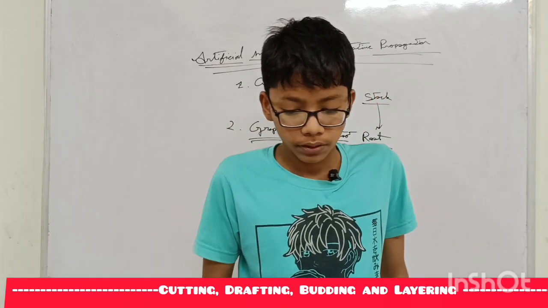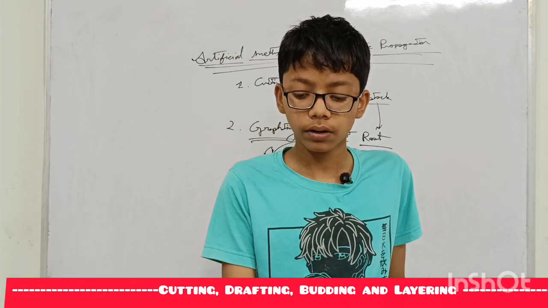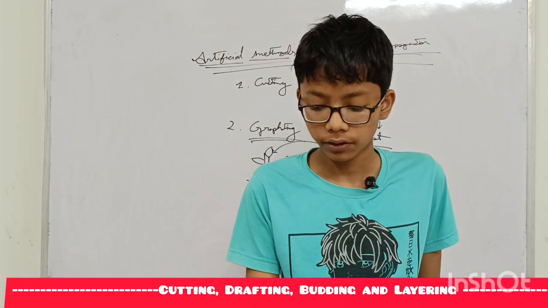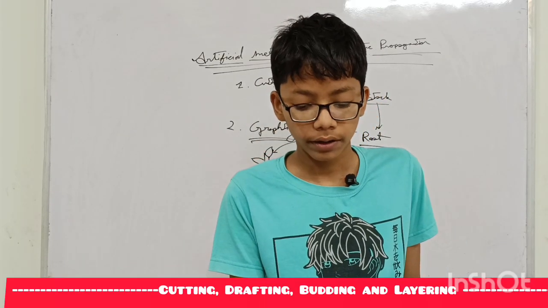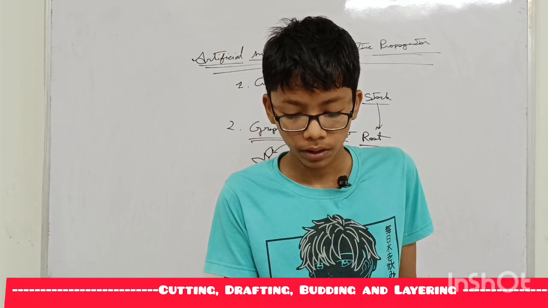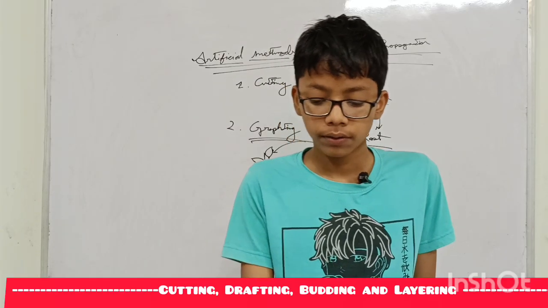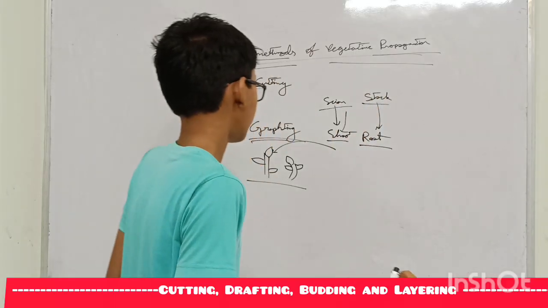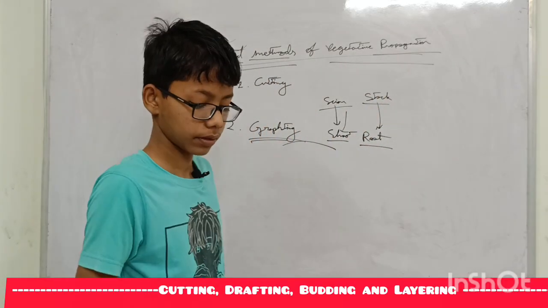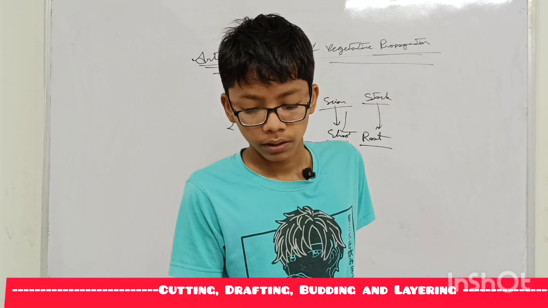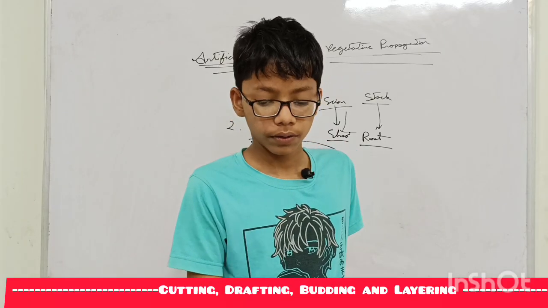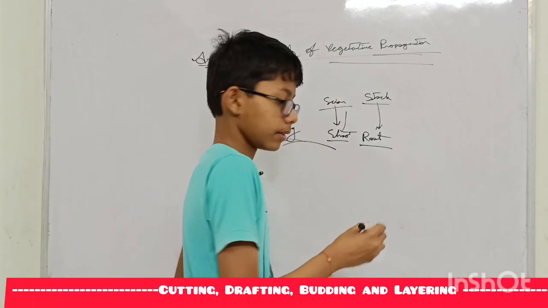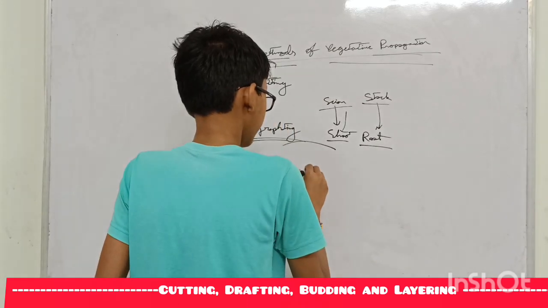Now the stalk and scion are tied together, which later on develop into new plants having qualities of both the varieties. For example, grafted rose, mango, etc. So here is the process. The stalk and scion are tied together. Let me just show it in a diagram here.